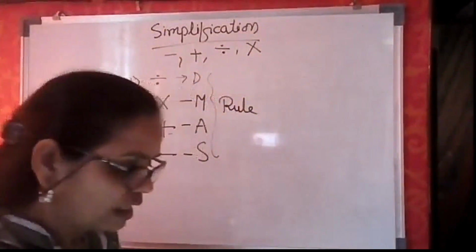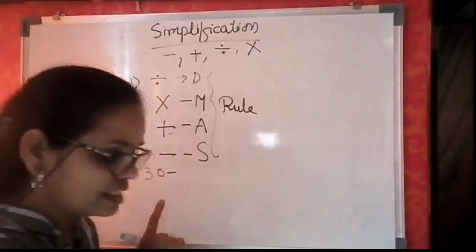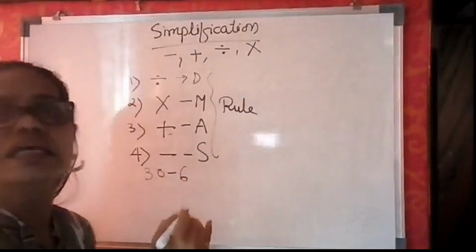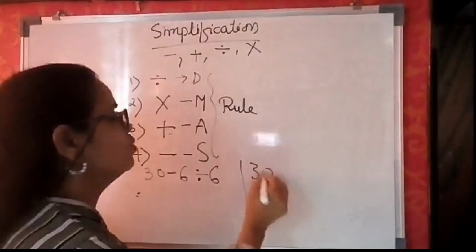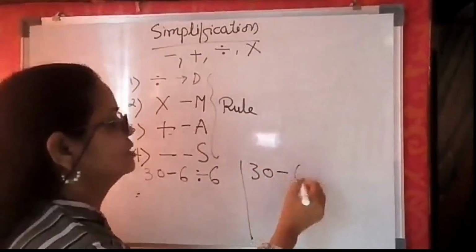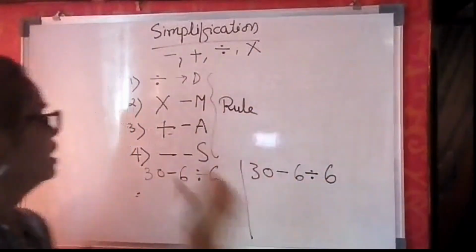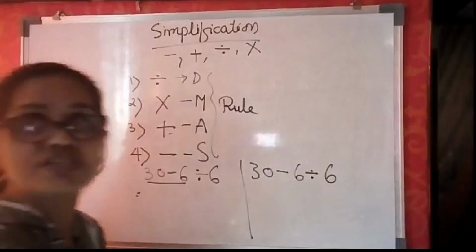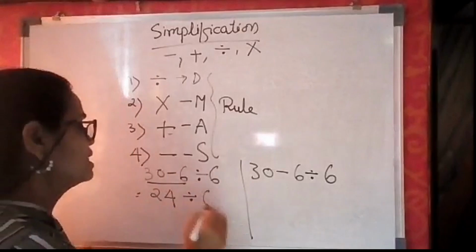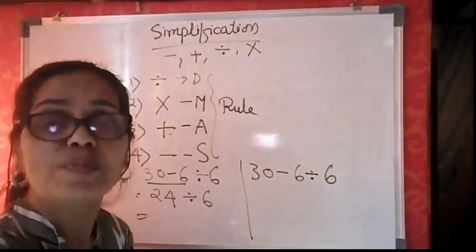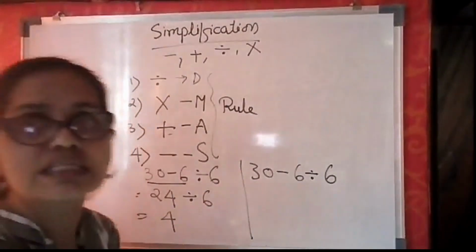Order of operations. Now, for example, my example, this is the sum 30 minus 6 divided by 6. Now, this sum I will do by 2 methods. Now, you have to tell me which is the correct method. First I will solve this operation 30 minus 6, which gives me 24, divided by 6, and when I divide 24 by 6, 6 4s are 24, my answer is 4.